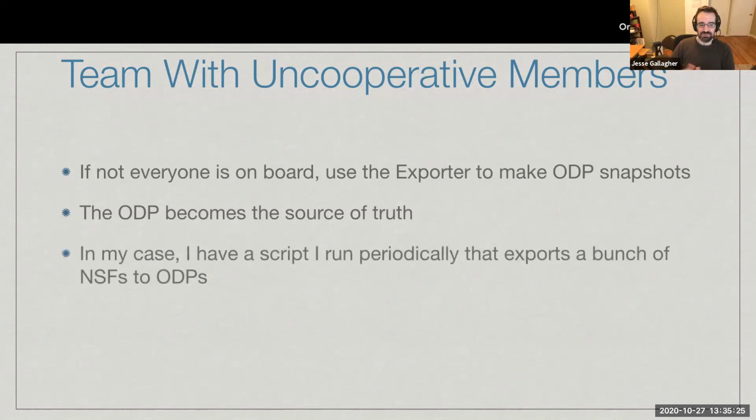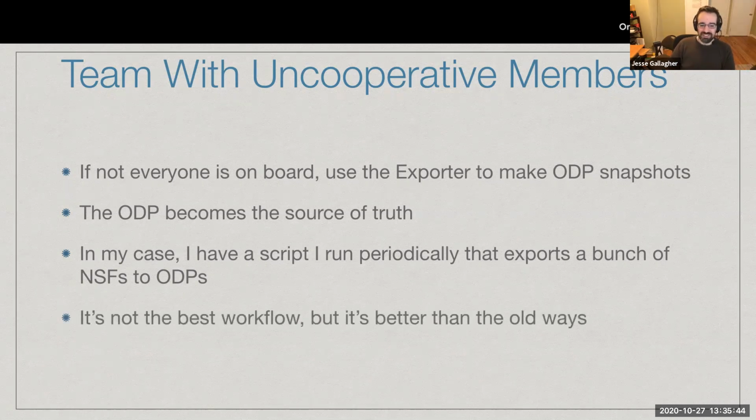In my case, I have a script I run periodically that exports a bunch of NSFs to ODP. So I have something that I say, okay, run this, I look through, and then I go in and see, okay, these are all the things that changed, check these in, and then I just have a commit that says, okay, these are the ODP updates that happened without our knowledge. It's not the best workflow, but it's better than the old ways. So it kind of drags a lot of that stuff in.